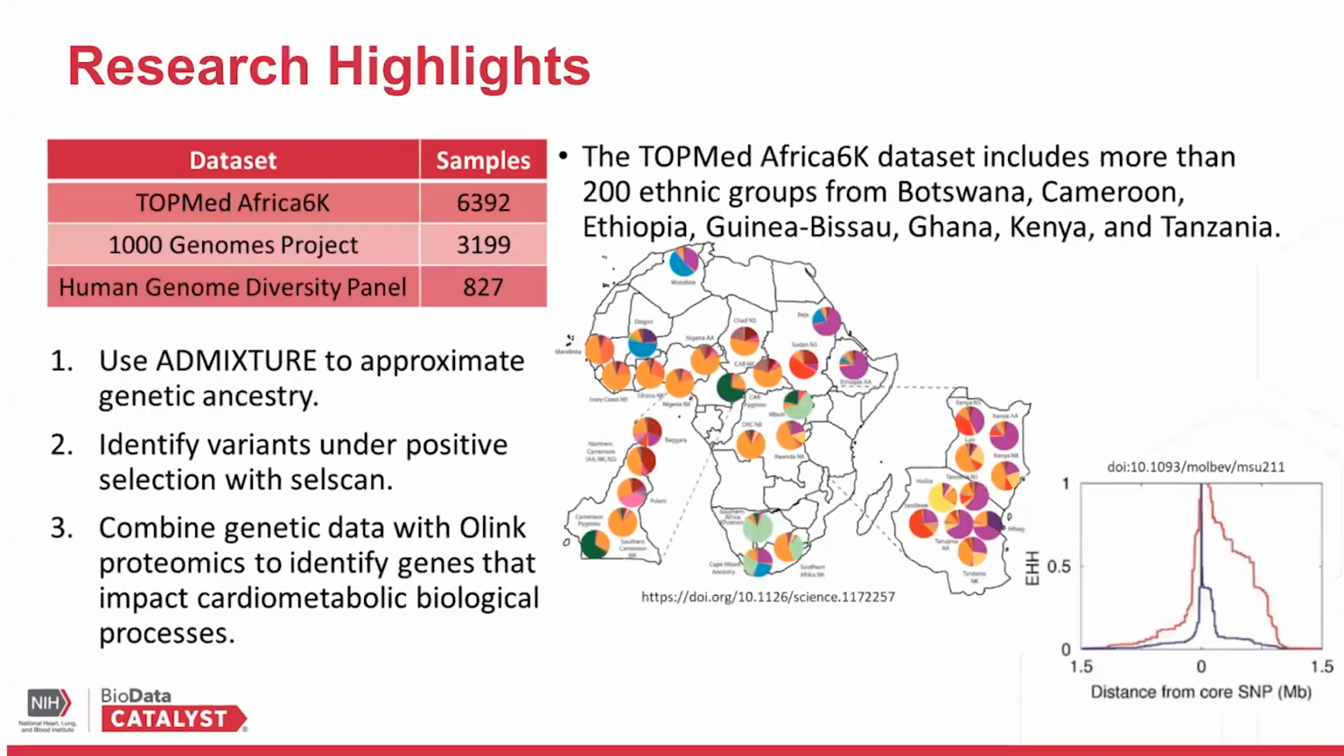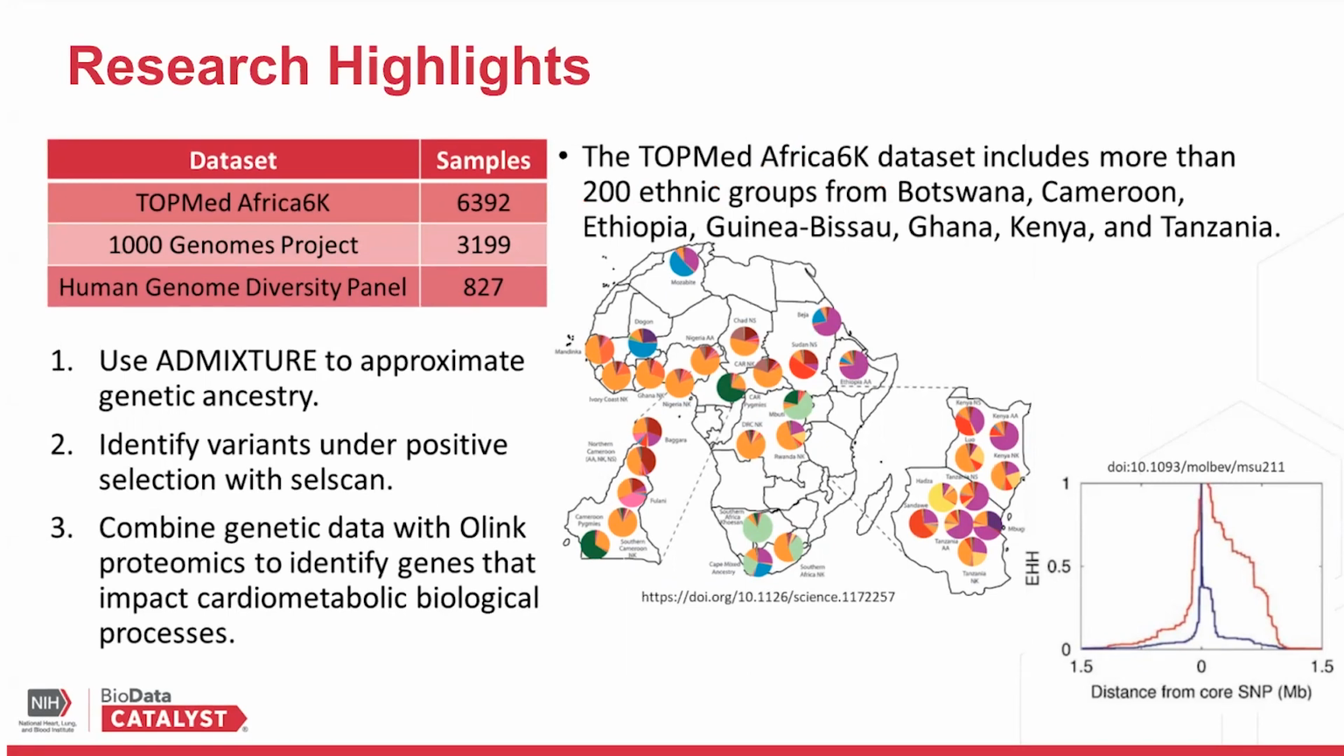And so our data set is a TopMed project called the Africa 6K, and it has about 6,392 samples. This is a really unique data set to study human genetic diversity, because not only does it have a large number of samples, but it has a very large amount of ethnic diversity, with over 200 different ethnic groups coming from Botswana, Cameroon, Ethiopia, Guinea-Bissau, Ghana, Kenya, and Tanzania.